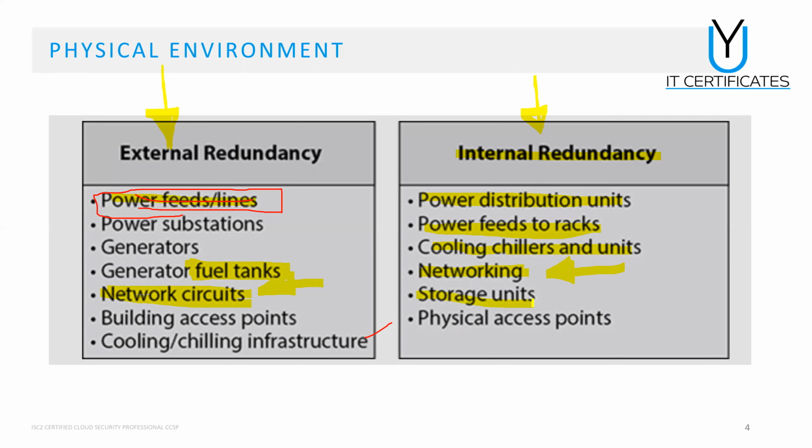Storage units: you have to provide redundant storage units, and of course there is no need to explain why. And finally, the physical access points as well for the cabinets and the connectivity. This is related to the physical environment.